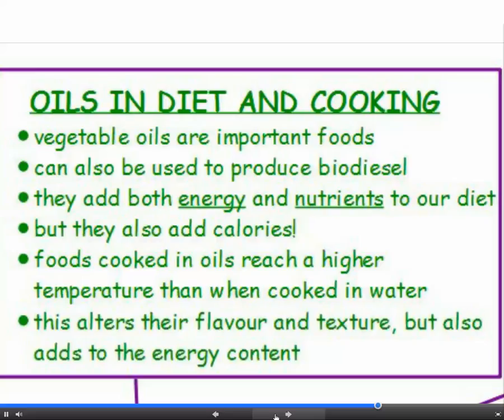Oils in diet and cooking. Now, vegetable oils are important foods, and they can also be used to produce biodiesel, which we've already looked at. They add both energy and nutrients to our diet, but they also add calories. Now, foods cooked in oils reach a higher temperature than when they're cooked in water, so this alters their flavour and texture, and we like it, but of course it also adds to the energy content.